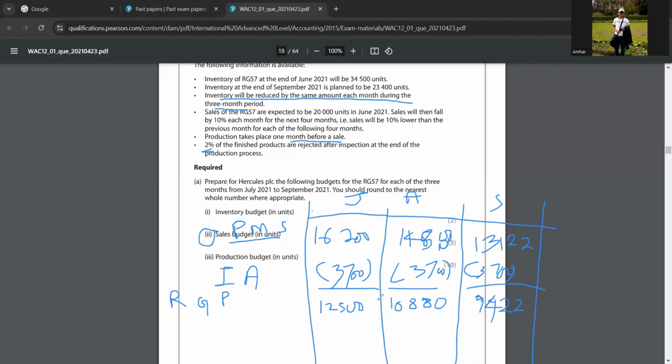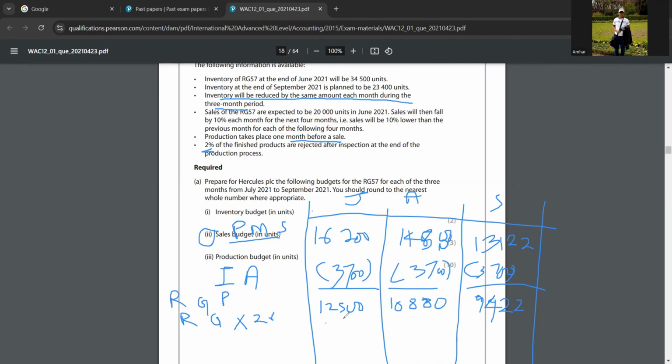Now you got the total as 12,500 for July, 10,880 for August, and September 9,422. Now you have to take the rejected goods. So you have to put here rejected goods, and then from this 12,500 into 2%, because they are saying 2% of the finished products are rejected. So this answer 12,500 into 2%, how much is it? Yeah, 250. Okay. So from this 12,500, you have to add 250 or you have to minus 250? Minus. Yes, very good.